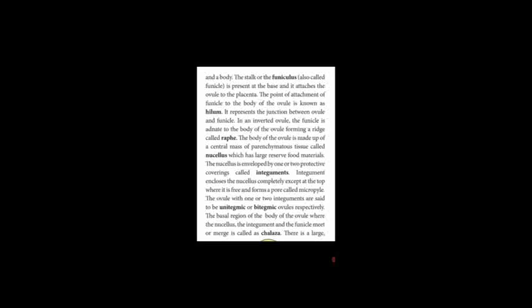In some of the plants, the number of integuments may vary. Normally, the ovule is protected by two outer coverings called integuments. But in some plants, the number of integuments may vary. Depending upon the number, the ovule is named as unitegmic, that is, it consists of only one integument. Bitegmic means it is covered with two layers.